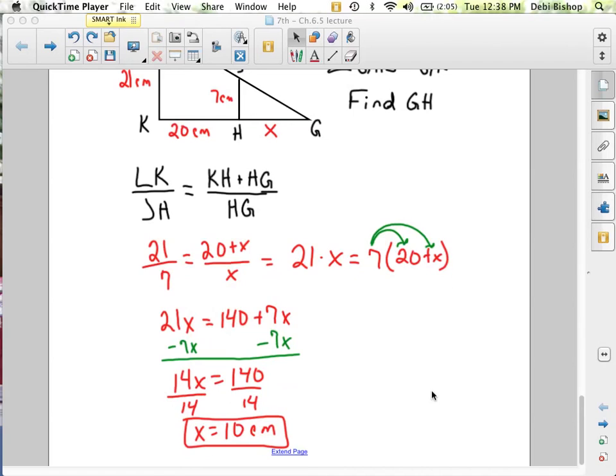I need to solve for x, so I need to get all of my x's on one side of the equal sign and all my whole numbers on the other side. So in this case, I need to get 7x from the right side onto the left side. So I add the opposite, so I subtract 7x. 21x minus 7x is 14x equals, bring down 140, divide by 14, and I find out that x equals 10 centimeters.